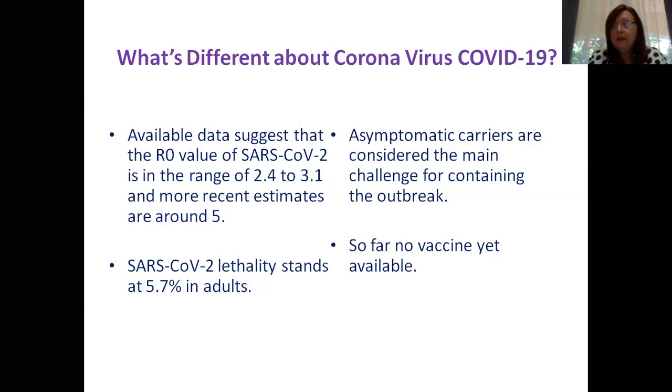Asymptomatic carriers are considered the main challenge for containing the outbreak. This is why the whole world had to go into lockdown, not just quarantining the sick, but also quarantining the healthy or the apparently healthy. And so far, there is no approved medication available for the treatment of SARS-CoV-2, and no vaccine is available yet.